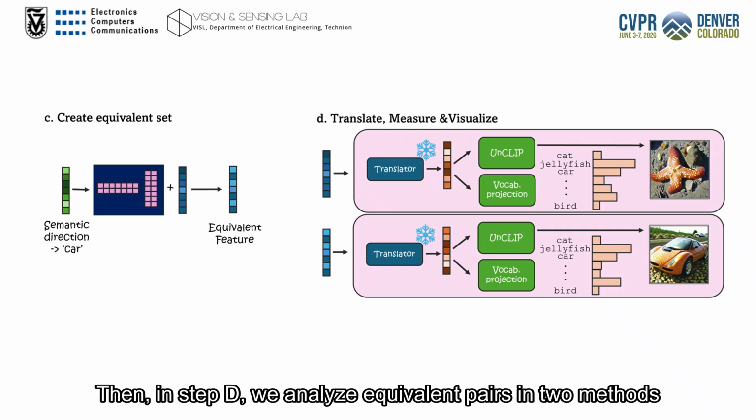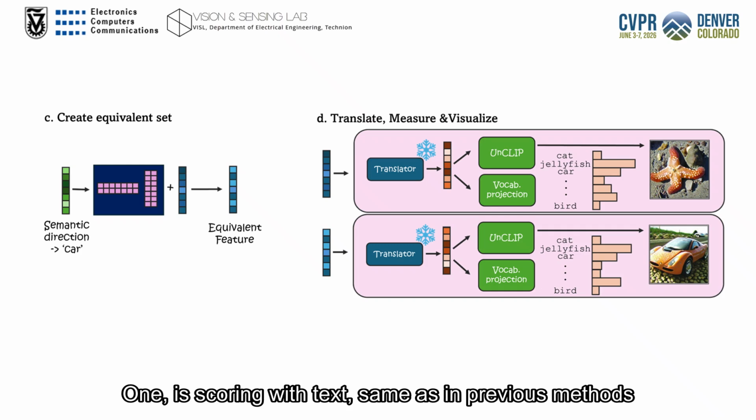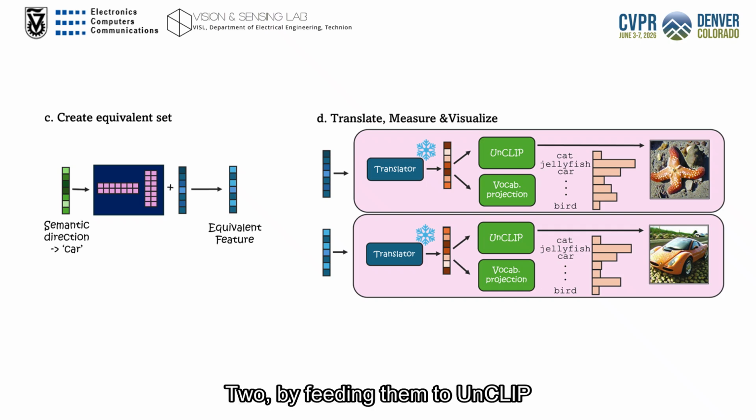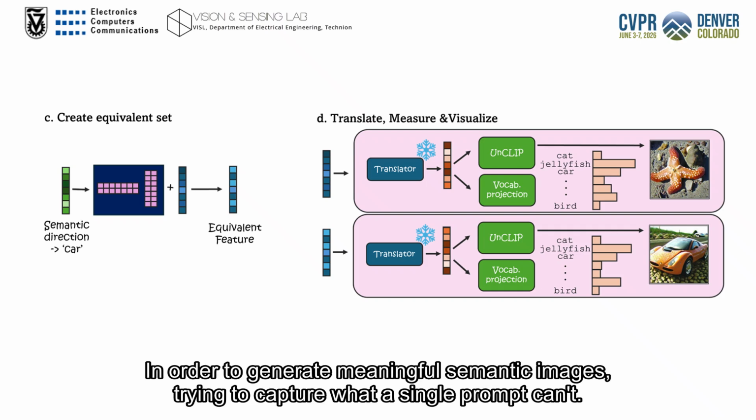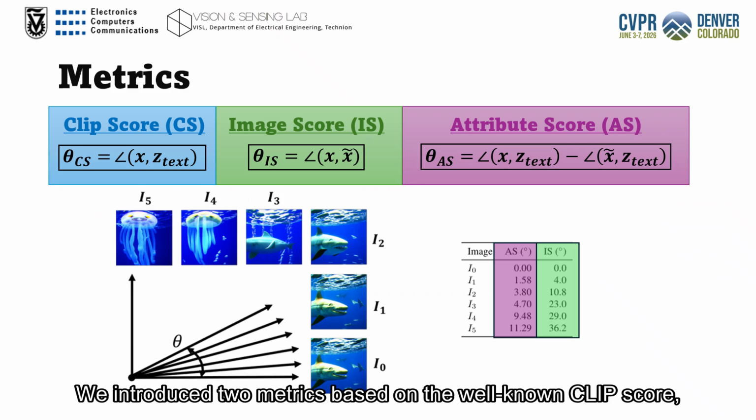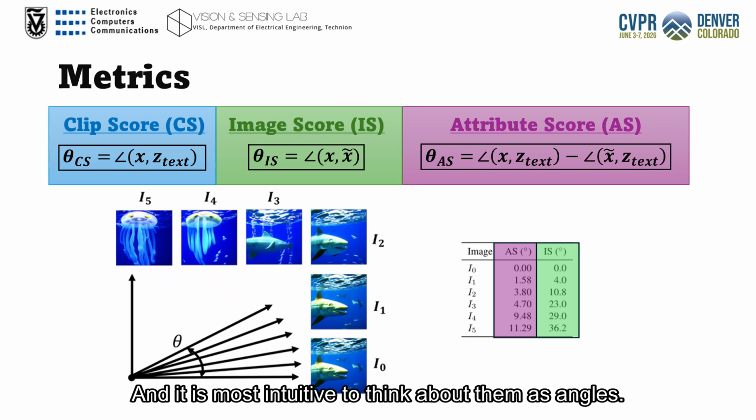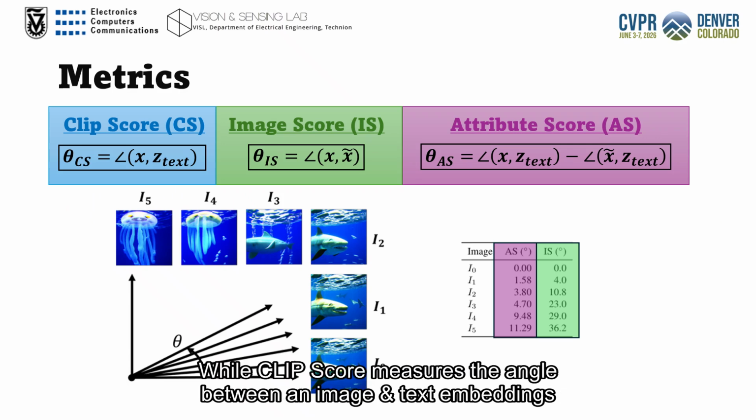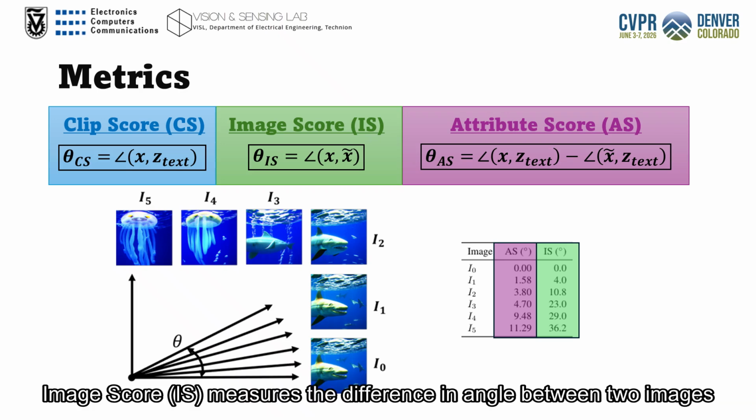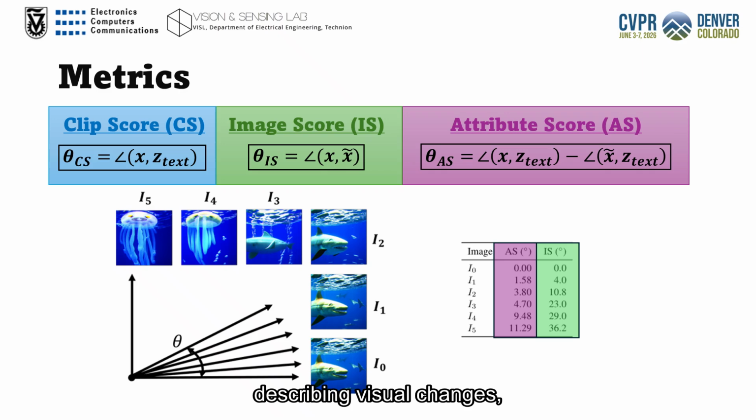Then, in step D, we analyze equivalent pairs in 2 methods. One is scoring with text, same as previous methods. Two, by feeding them to unCLIP in order to generate meaningful semantic images, trying to capture what a single prompt can't. We introduced 2 new metrics based on the well-known CLIP score, and it is most intuitive to think about them as angles. While CLIP score measures the angle between an image and text embedding, image score measures the difference in angle between 2 images, describing visual changes.